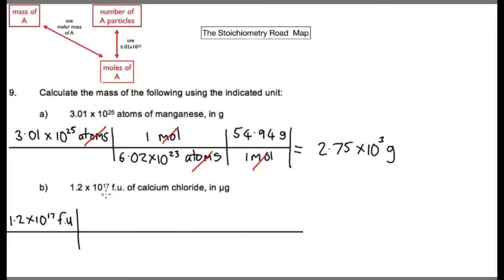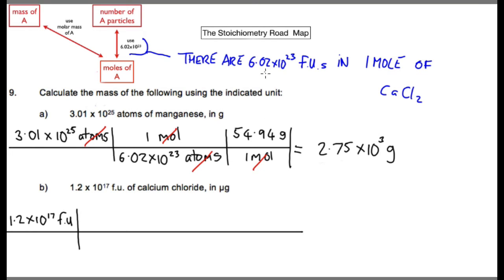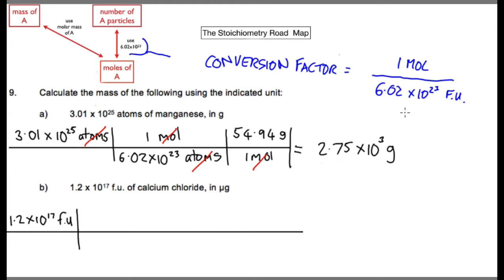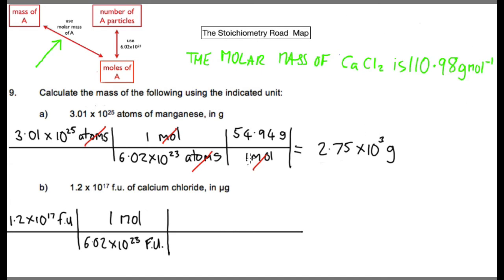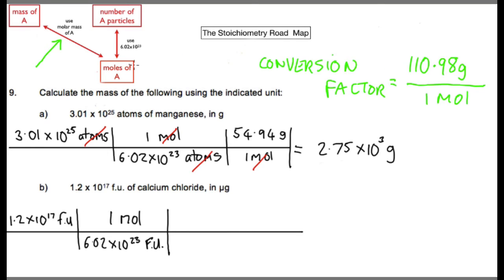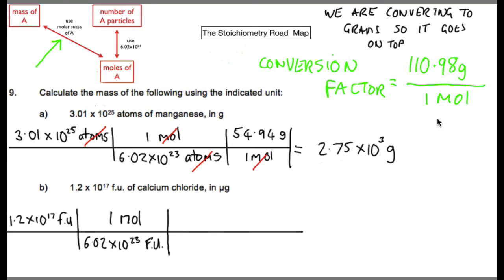Next, we've got 1.2 times 10 to the 17 formula units of calcium chloride. We know that there are 6.02 times 10 to the 23 formula units of calcium chloride in 1 mole of calcium chloride. So the conversion factor would be 1 mole over 6.02 times 10 to the 23 formula units. And we need to convert to moles, so moles goes on top. The molar mass of calcium chloride is 110.98 grams per mole. We would use molar mass to convert moles to mass in grams. The conversion factor is 110.98 grams over 1 mole. Grams goes on top because it's what we want to find.